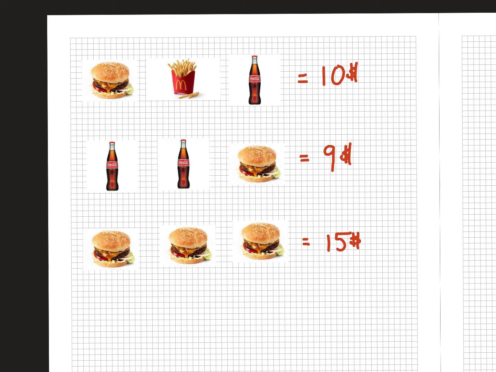So I can write in algebra. I can write an equation. I can say a burger plus fries, and we'll say plus a drink equals $10. But I don't know how much each of those cost yet, so there's nothing I can do because I can't solve more than one thing at a time because they could be different combinations. A burger could be 0, fries could be 0, and a drink could be 10. Doesn't make sense, but that would work.